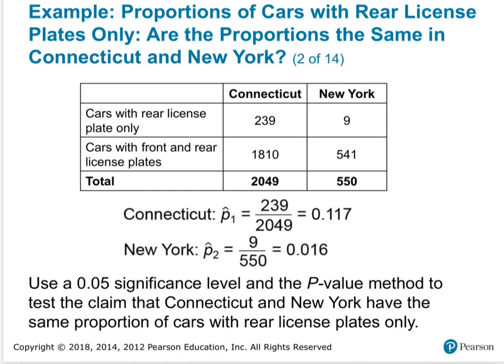Well, here are the numbers. Cars with rear license plates only: 239 in Connecticut, 9 in New York, out of 2049 total in Connecticut and 550 total in New York. There's how they got the percentages in the various states. So they want me to test this. They want me to compare 2 groups. So see how we're doing 2 groups now?